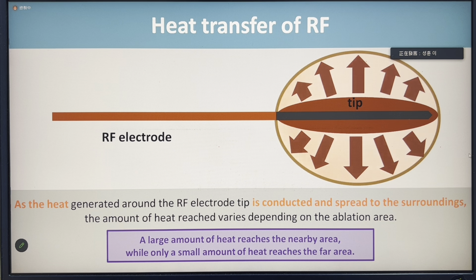As the heat generated around the electrode tip is conducted and spread to the surroundings, the amount of heat reached varies depending on the ablation area. A larger amount of heat reaches the nearby area, while only a small amount of heat reaches the far area.